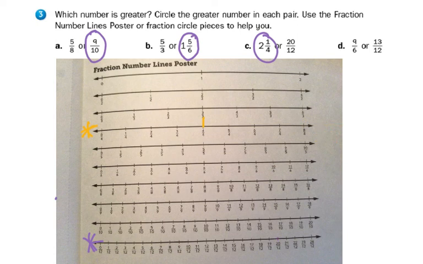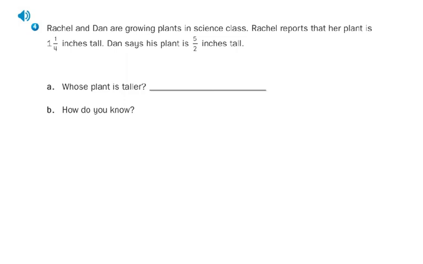D, letter D, 9/6. So I'm looking at the one with 6. 9/6 is right here. And 13/12. Back to the 12ths, 13/12, which is greater than 9/6. Moving on to your next journal page, which is page 81. Continuing on page 81.